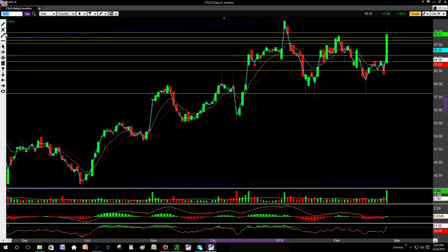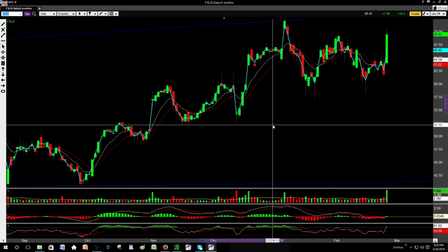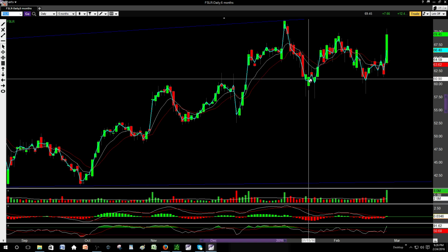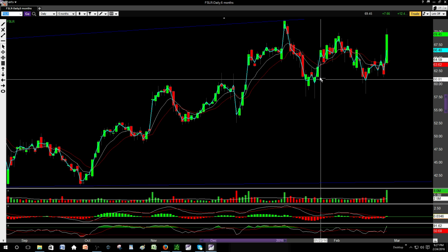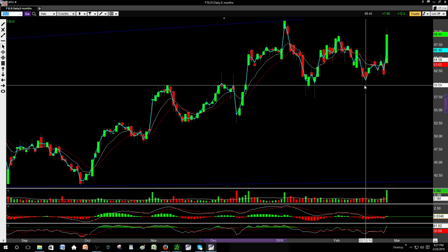6 months. Let's clear all this junk out. Okay, so they would go for pin bar reversals only. This would be a pin bar right here, which we would call a hammer. That would be a pin bar, and it would be called a hammer.